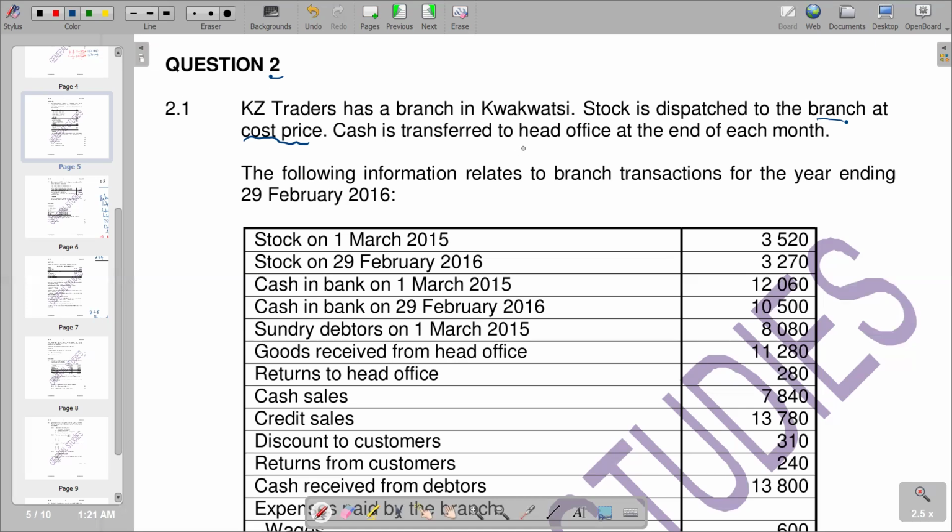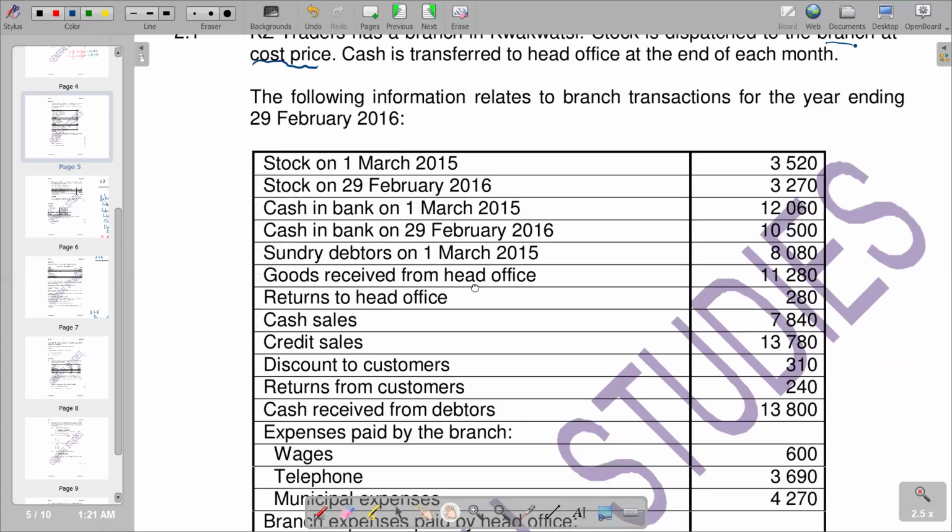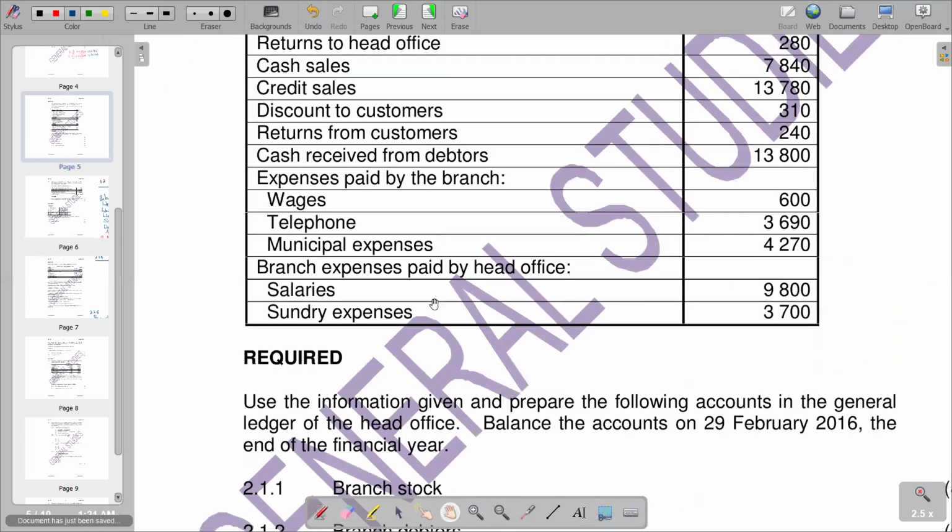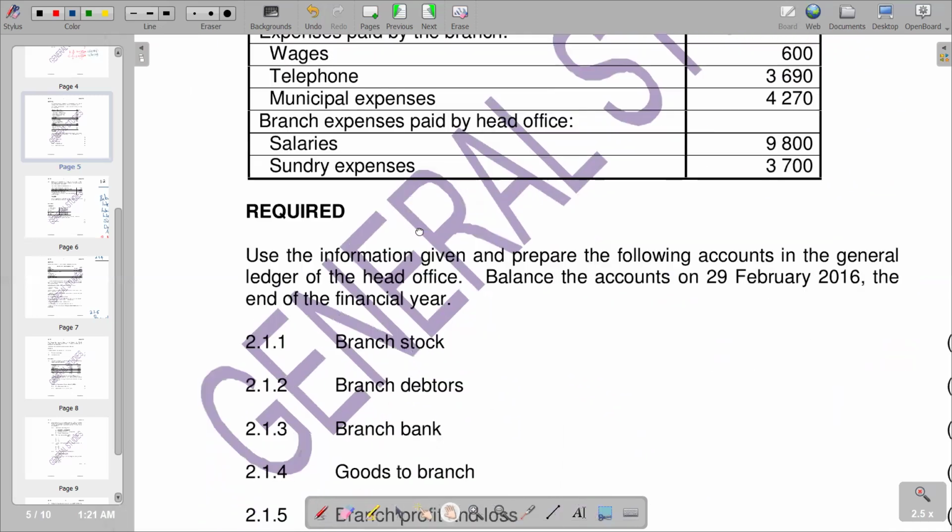Our next sentence reads, cash is transferred to head office. This is the information that we have. And then beneath that, the following information relates to branch transactions for the year ending 29 February 2016. You are given information in the form of a list of balances, so you need to go through the information before you attempt the question.